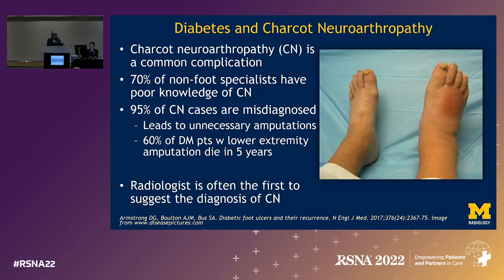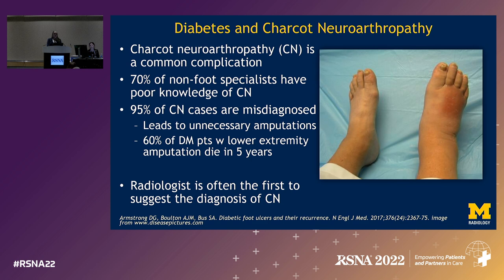Now, Charcot neuroarthropathy is a common complication. The literature will tell you it's rare, but in our MSK practice, I see it as common. 70% of non-foot specialists have a very poor or scant knowledge of Charcot. And 95% of these Charcot cases are misdiagnosed, and this leads to unnecessary amputations. And a New England Journal of Medicine article in 2017 noted that 60% of diabetic patients with lower extremity amputations die in 5 years of that amputation.